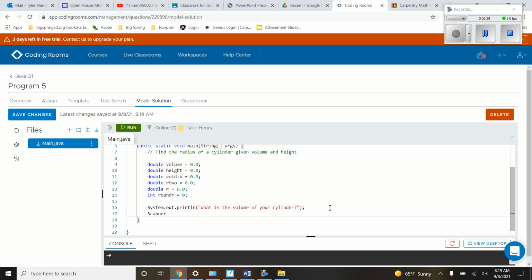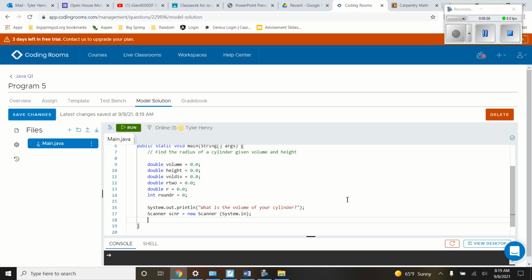I'm going to start my scanner. I'm just going to name it SCNR. That seems to kind of be my standard. Okay, and I'll type new Scanner and then System.in. So that's my, so I kind of loaded the scanner. Now I'm kind of like getting it out of the toolbox ready to use.